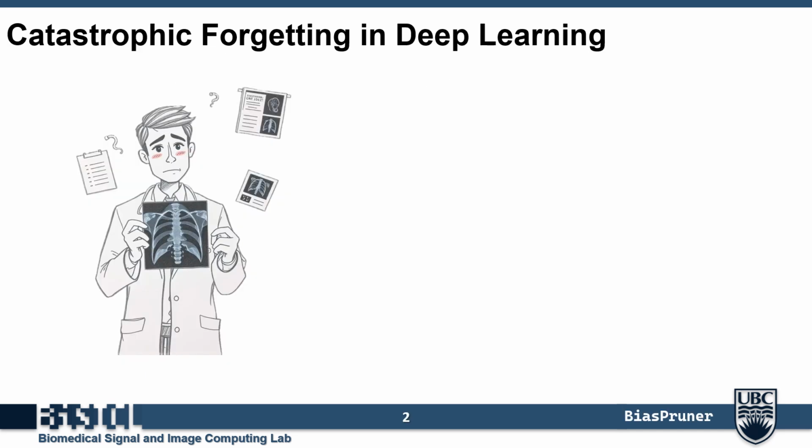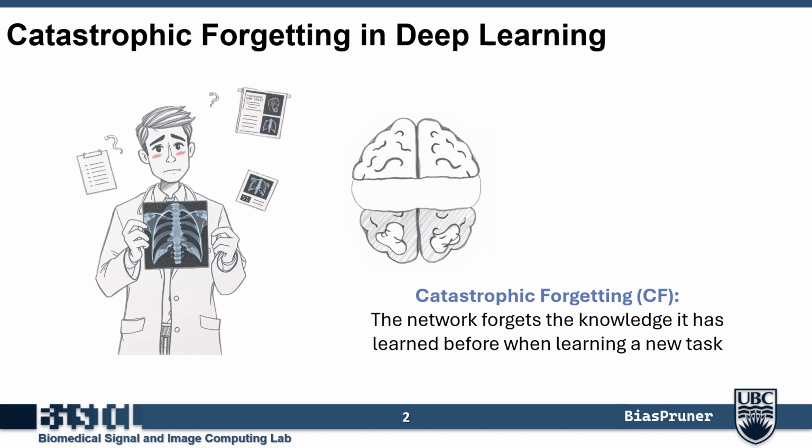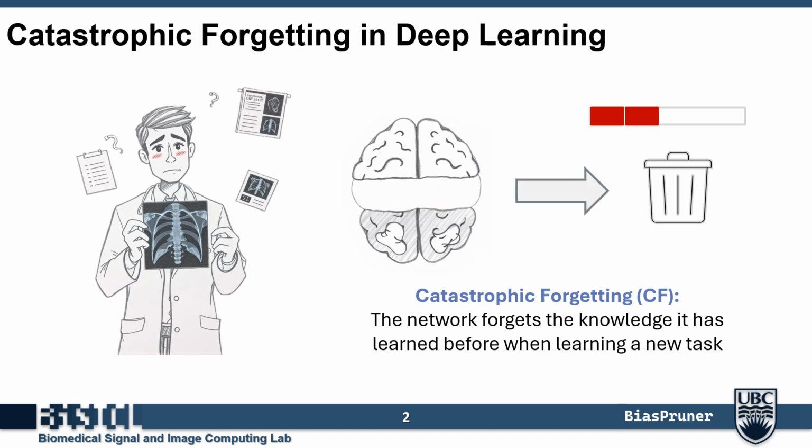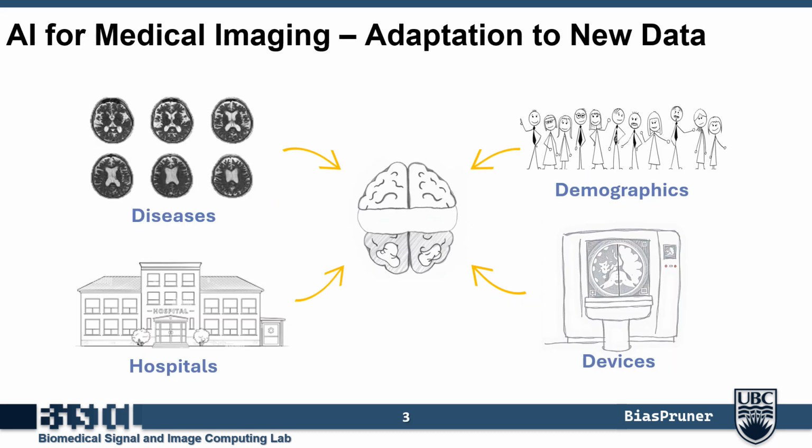Now let's imagine a doctor learning to diagnose diseases but forgetting previous conditions every time a new one is introduced. In deep learning, this is called catastrophic forgetting, and it happens when a neural network forgets the knowledge it has learned before when it learns new data. This is especially critical in the medical field, where networks need to adapt to new diseases, demographics, new devices or hospitals without sacrificing what they already know.